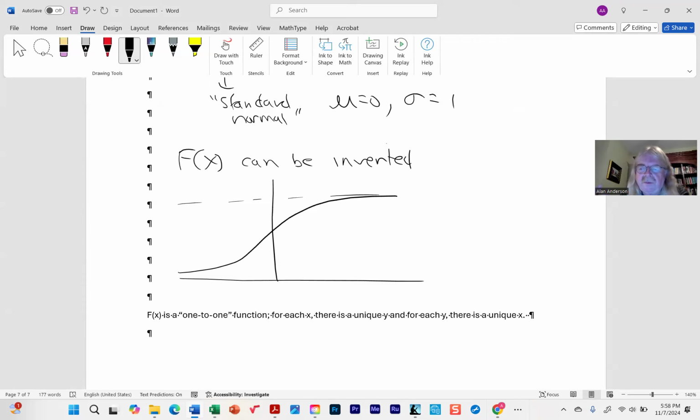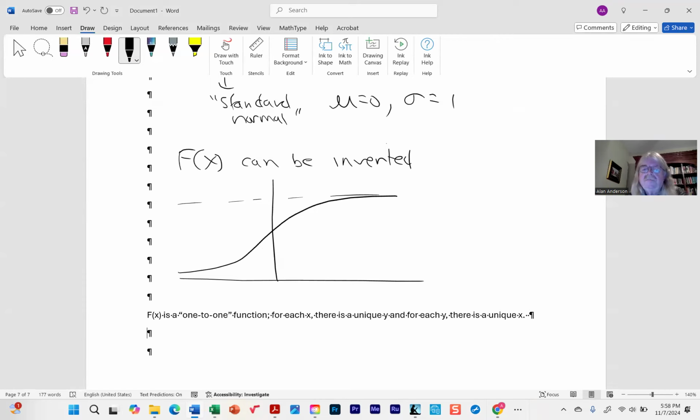A good analogy in the real world would be people and social security numbers. Each person has one social security number. No two people can have the same social security number. So that's a one-to-one relationship. And why does that matter? Oh, one more thing.